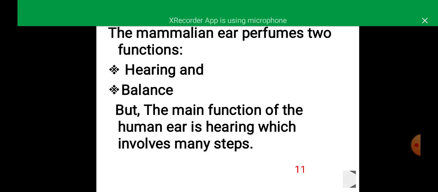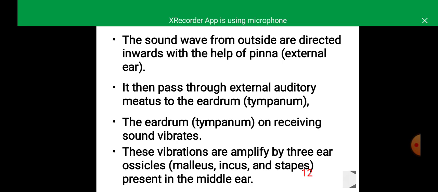So take note, we are going to explain now the mechanism of hearing, which is one of the questions that WAEC or NECO normally ask students to describe: the mechanism of hearing. That means describe how we hear sound. Mechanism of hearing in mammals.